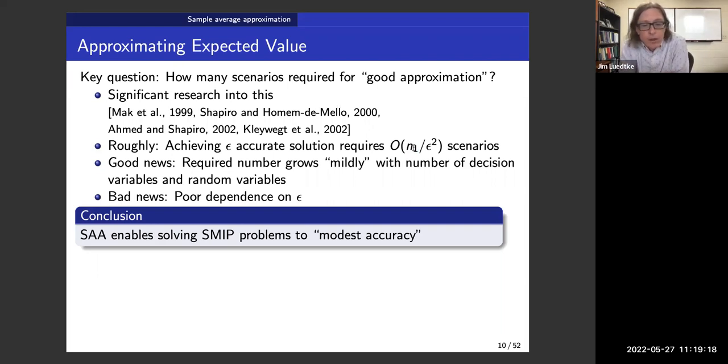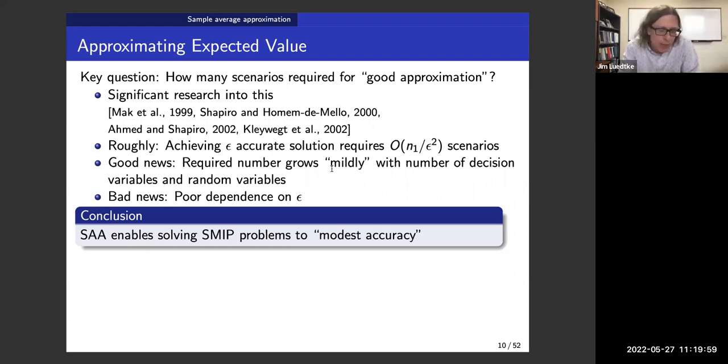But the bad news, and this is just a limitation because it's a Monte Carlo sampling approach, is that this 1 over epsilon squared term means that if you want high accuracy, then the number of samples is very, very large. So basically, the conclusion I would draw is that if you're willing to accept just modest accuracy, as long as you don't try to drive epsilon too small, then the sample average approximation will work to get you reasonably good solutions. But it's probably not going to work to get extremely, highly precise solutions.